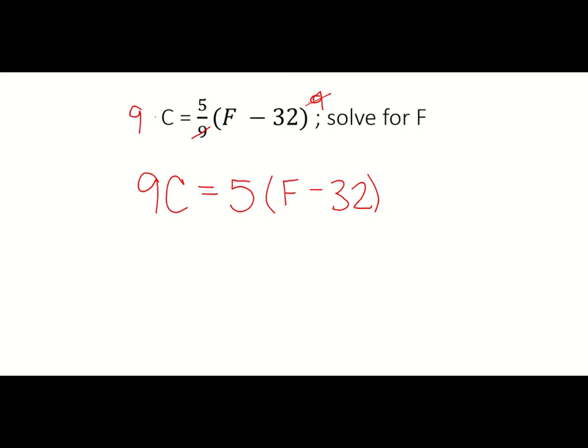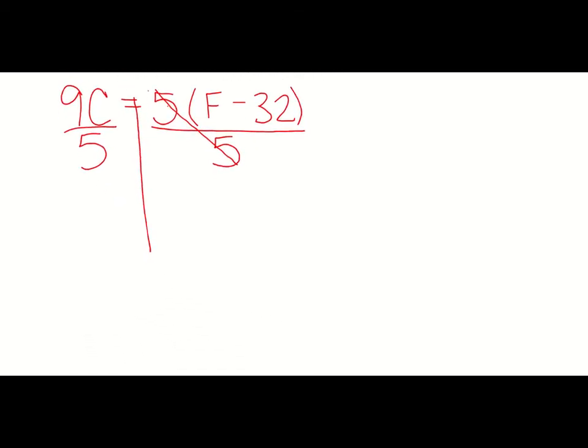And then I'm going to want to get rid of what's outside the parentheses. So what I'm going to choose to do is divide by the 5, because the 5 would currently be multiplied with what was in the parentheses. So right now I have 9C over 5 equal to F minus 32. And then to get F by itself, I'm going to add 32 to both sides.